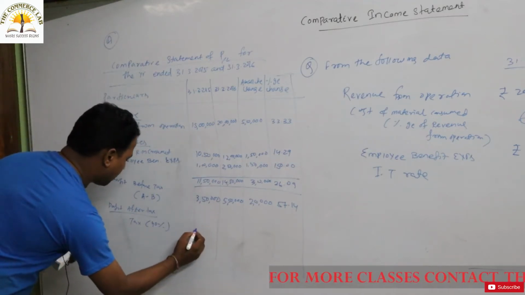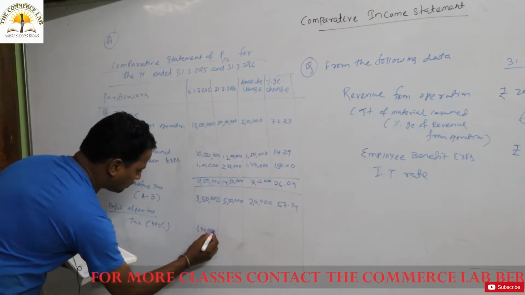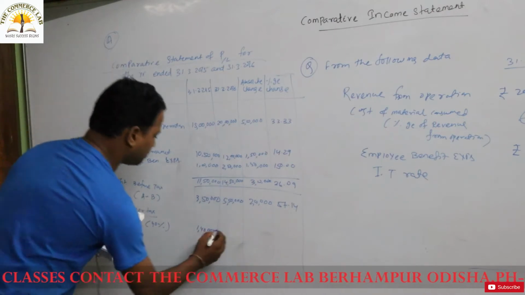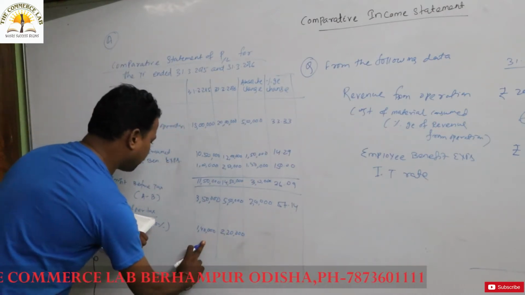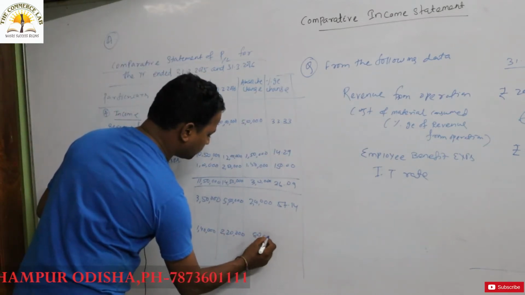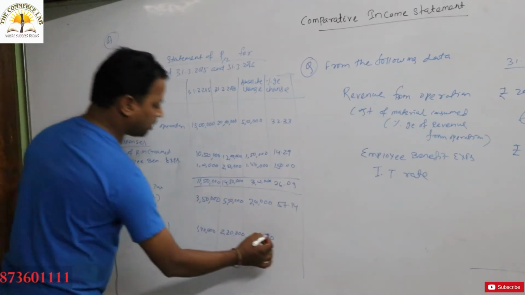Take 40% of 3,50,000, how much comes? 1,40,000. Then 40% of 5,50,000. So how much? 2,20,000. Then what is the change? 1,40,000 to 2,20,000, that is around 80,000. So how to calculate the percentage? 80,000 by 1,40,000 into 100. Again how much?